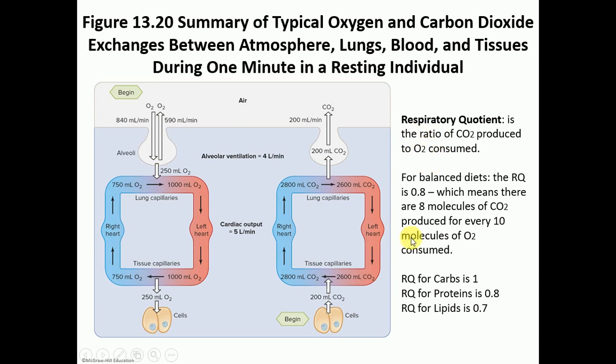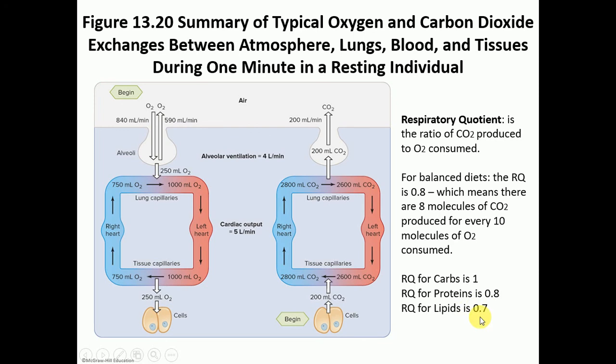That is the ratio of carbon dioxide molecules produced to the amount of oxygen molecules that are consumed. The respiratory quotient for carbs is 1, meaning that for each oxygen molecule that I obtain from a carb, I am going to make one carbon dioxide molecule. While that for protein is 0.8 and for lipids is 0.7, meaning for proteins, for each 10 molecules of oxygen I use, the body is going to produce 8 molecules of carbon dioxide, and you should be able to translate what that means for lipids.